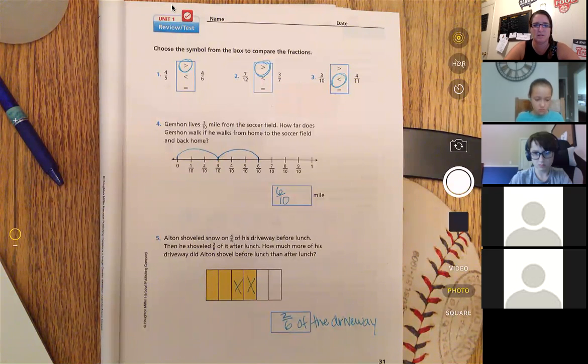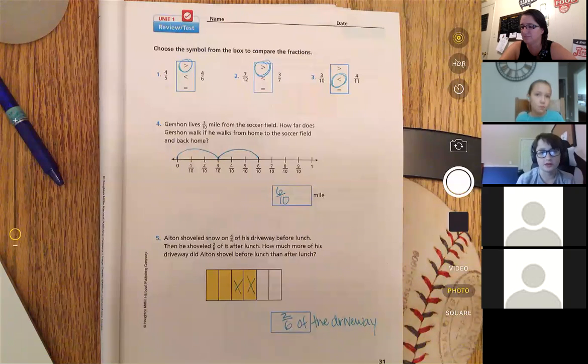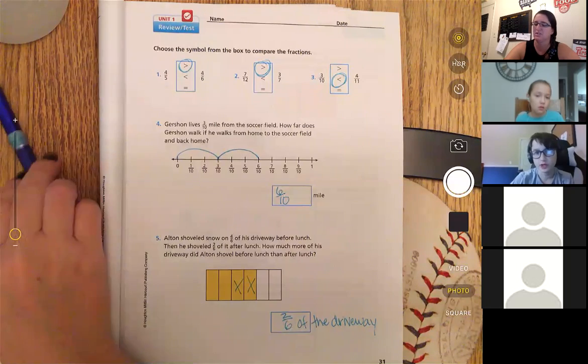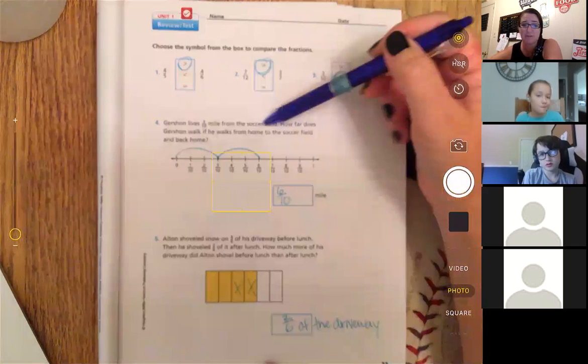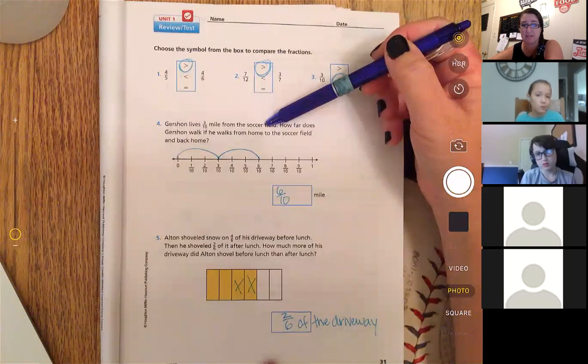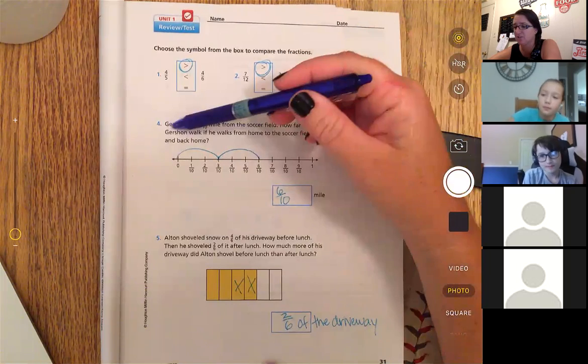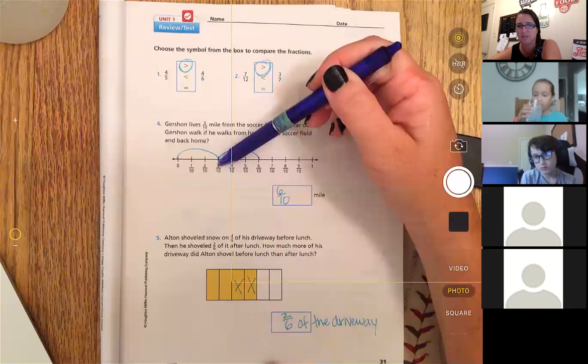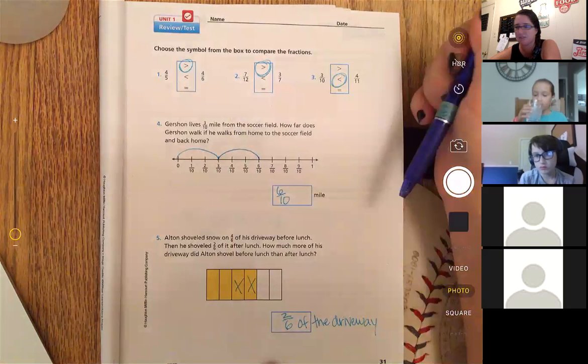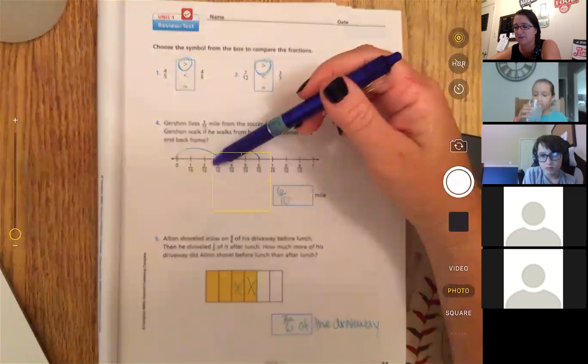On number 4. Why is it not 9? Because he goes to the soccer field and then home, and then he goes back to the soccer field. So he goes 3 times. So it says he lives 3/10 of a mile from the soccer field. So he hasn't walked anywhere yet. Right there, they're just giving us information. How far does Gershon walk if he walks from home to the soccer field? So that's home to the soccer field, and then back home. So he starts at his house, goes to the soccer field, and then goes back home.